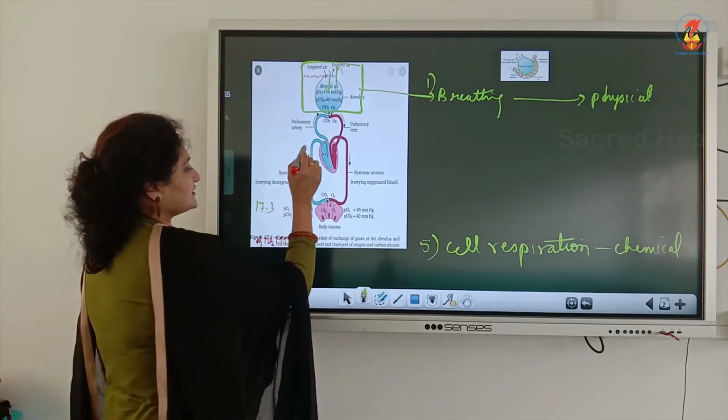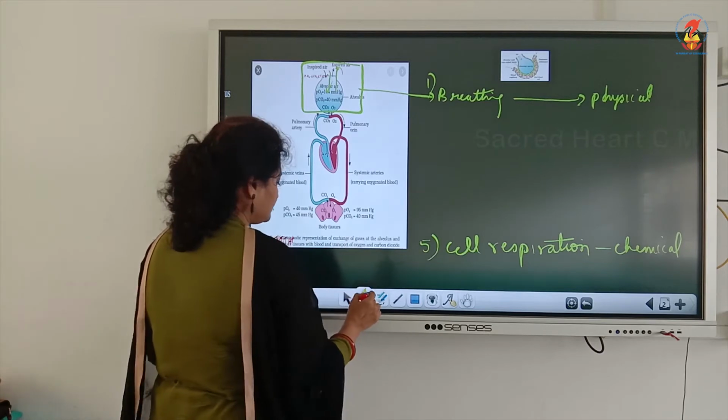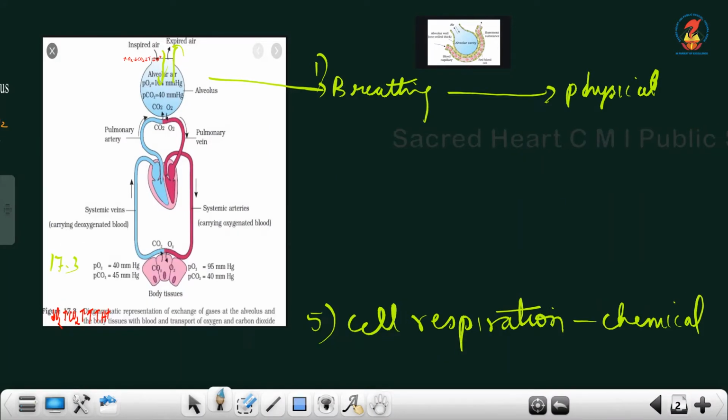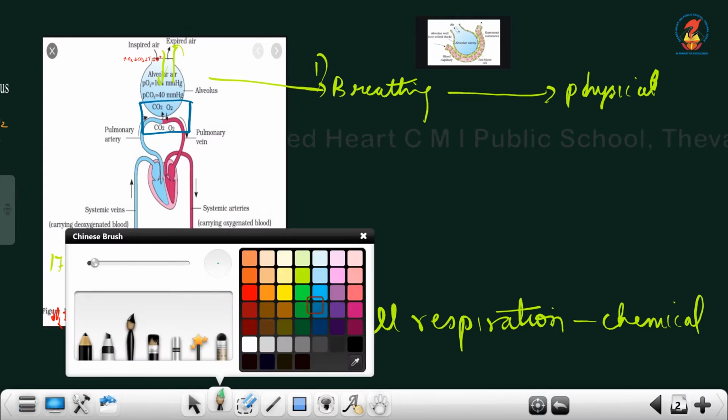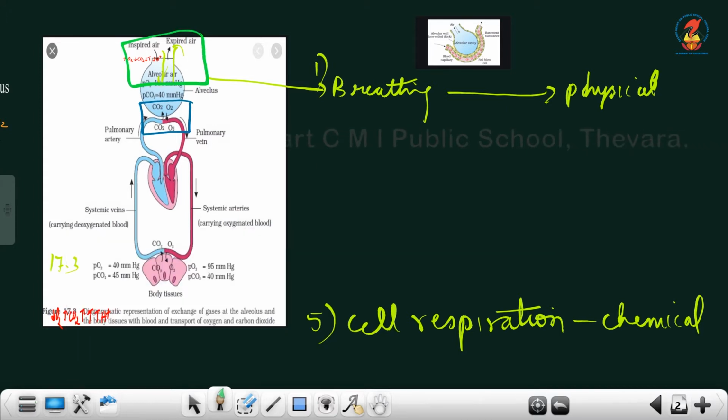Now, what is the next step? Here you can see the next step occurs here. Breathing was indicated in blue here, and in green, that box indicates the next level, that is diffusion of gases. There is diffusion of gases across the alveolar membrane.